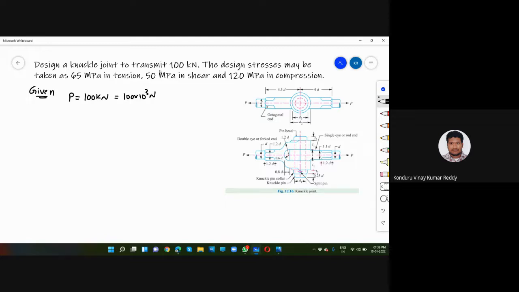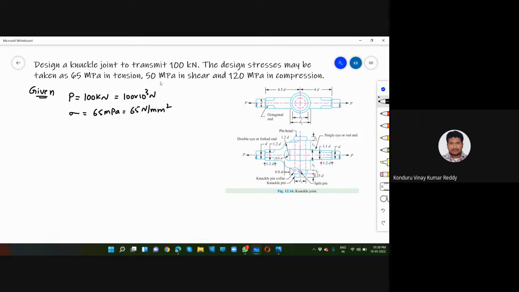Design stresses may be taken as 65 megapascal. That means this is stress in tension. Tension is represented as sigma. Sigma is equal to 65 megapascal. But we have to write everything in a similar unit, so it will be 65 Newton per millimeter square.